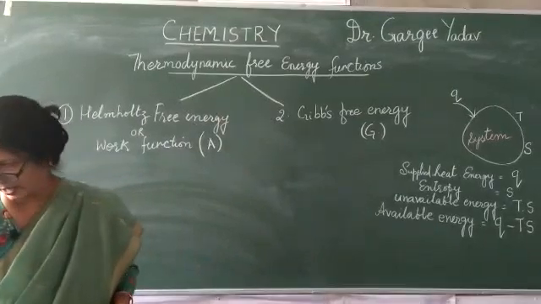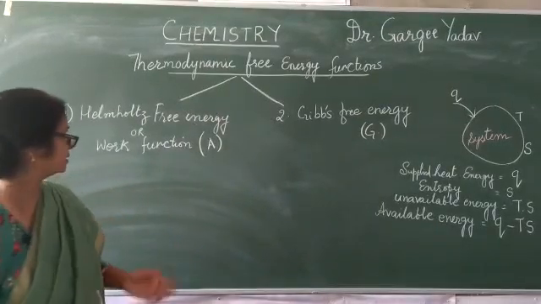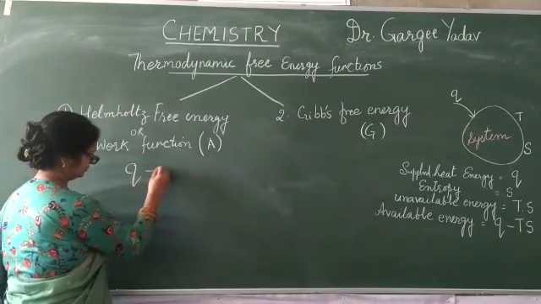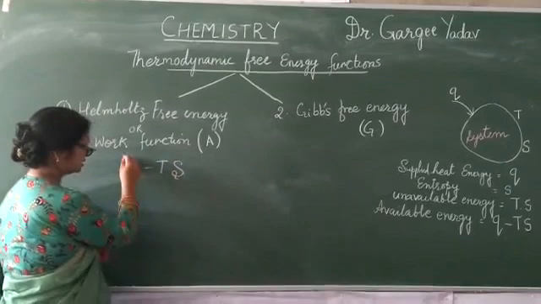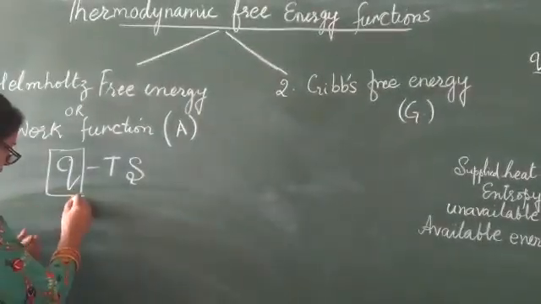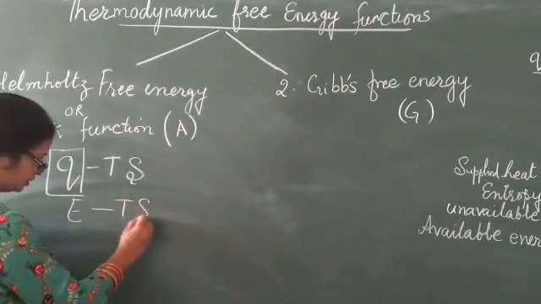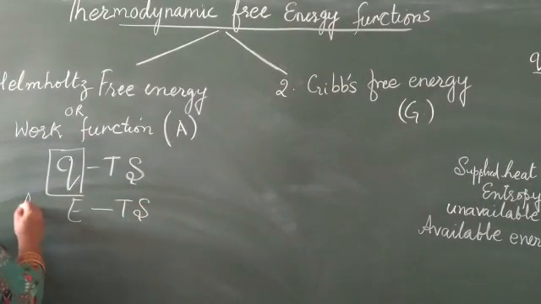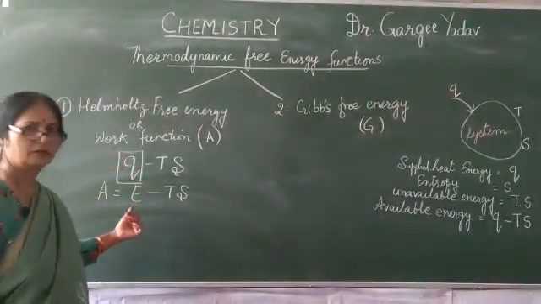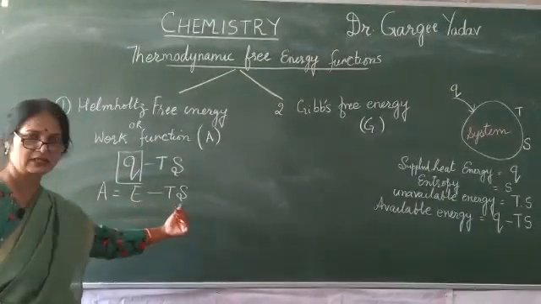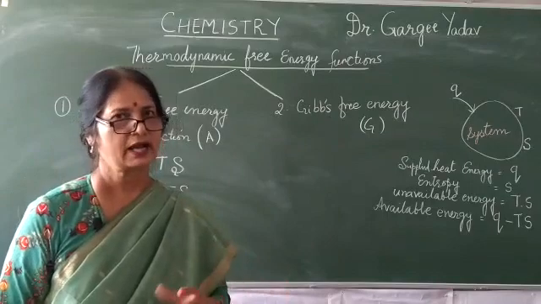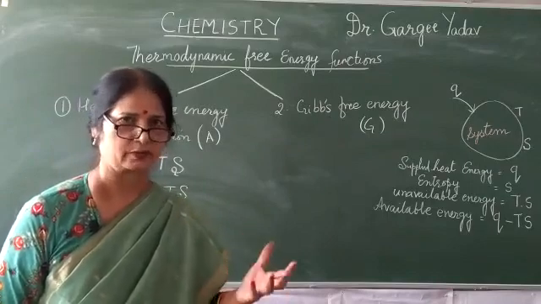One thing I have to tell you here: since the system is maintained at constant volume, this Q will be E. I will explain this to you later on. So actually the work function A is defined by E minus TS, and the conditions maintained are constant temperature and constant volume, that is, an isothermal process and an isochoric process.